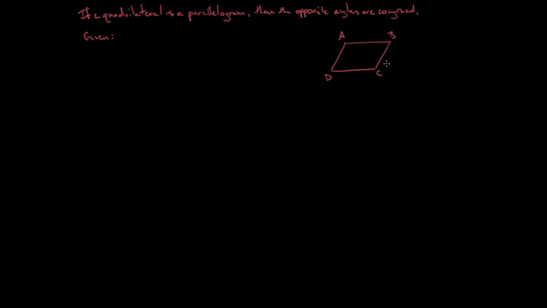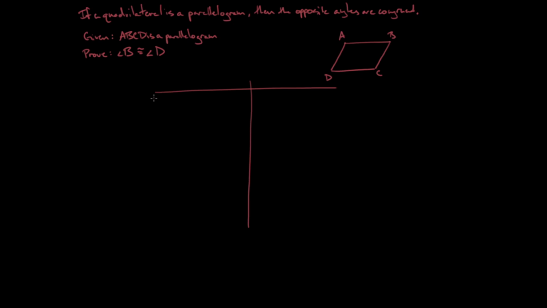So let's see. All I'm given is that ABCD is a parallelogram. Just like before, I'm only going to prove one of these pairs, because whatever I do, I could just repeat the process for the other pair of angles. So I'm just going to prove that angle B is congruent to angle D. That seems like that'll be enough. Okay, so let's see what this looks like.